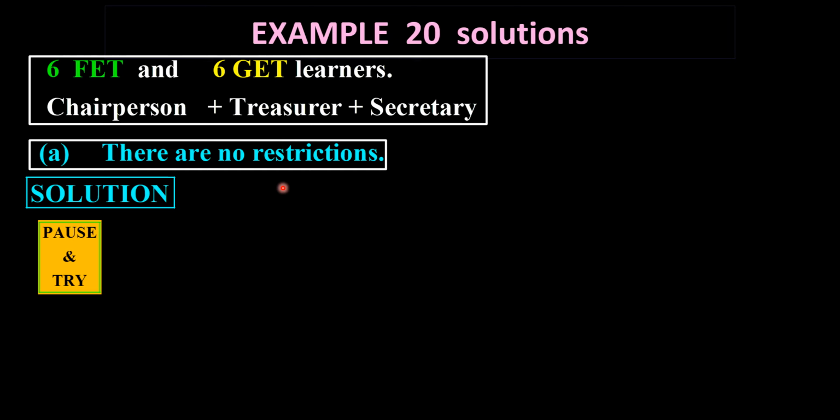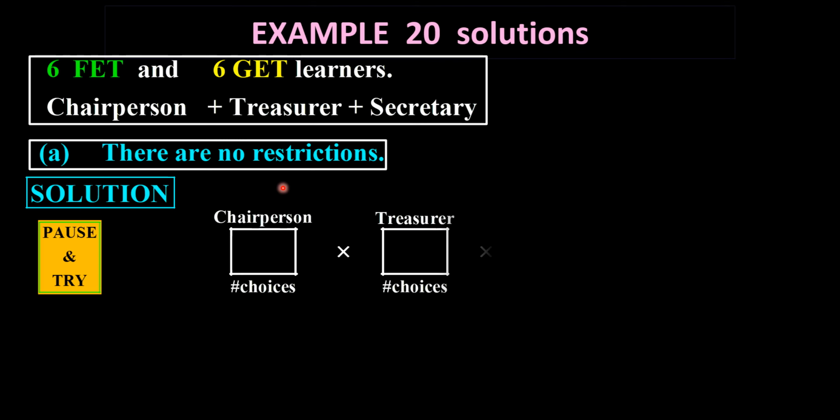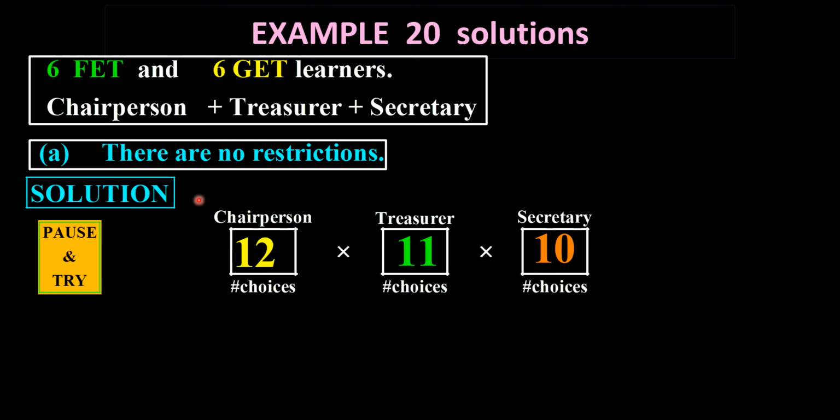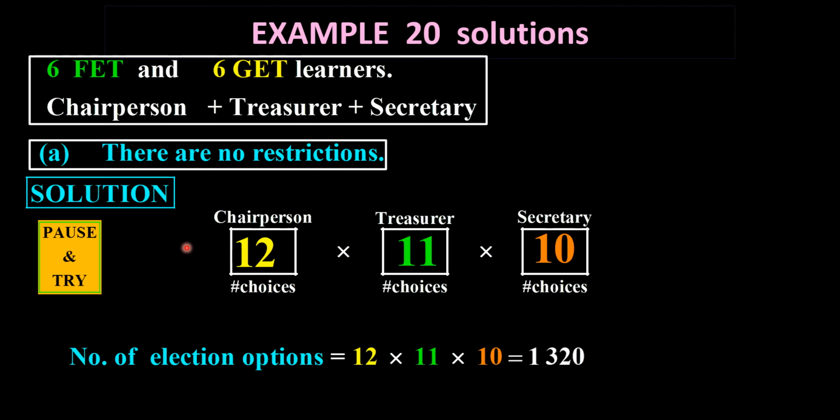Okay, so let's look at your solutions now. We want to choose a chairperson, a treasurer, and a secretary, right? And there's no restriction. So how many people do we have available to be chairperson? It can be any of the 12. So 1 person's already been elected. Then to be treasurer, it can be any of the 11. So already 2 people have been elected, and the remaining position can be filled by any of the other 10. So that's our total number of choices. And if we calculate that, 12 times 11 times 10, it's 1,320.